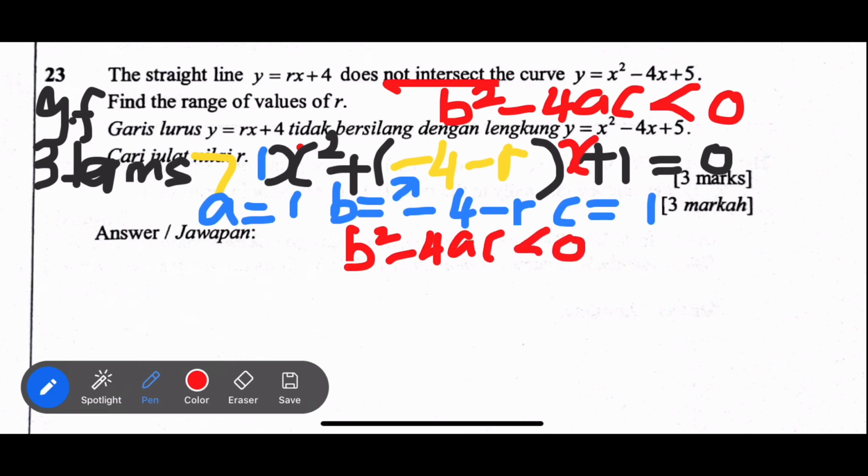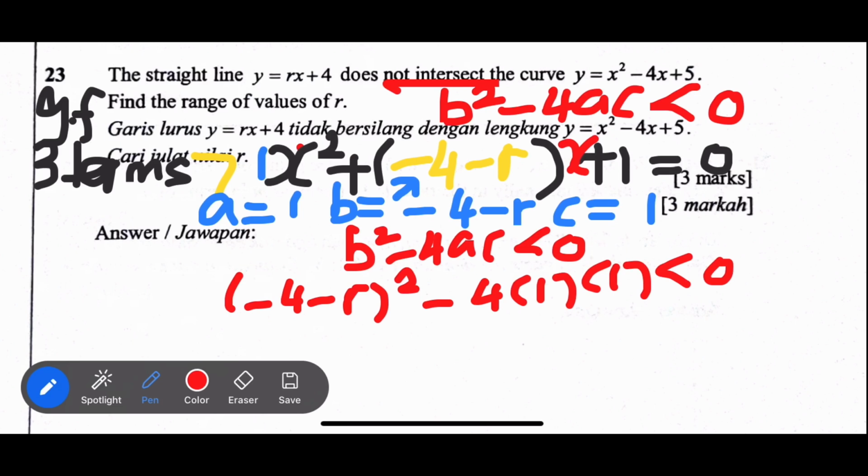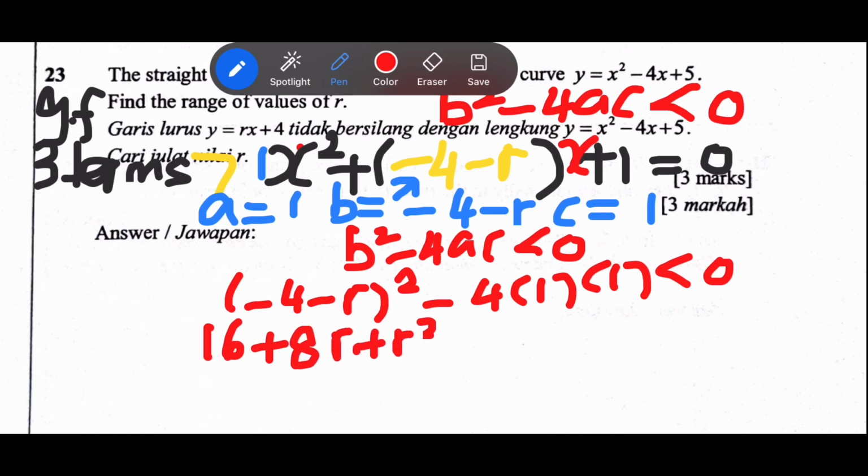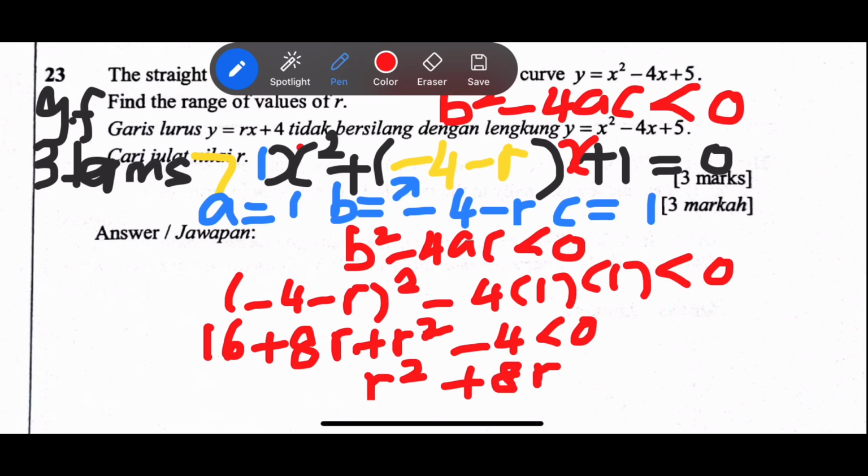Okay, so you write b squared minus 4ac less than 0, and the b is minus 4 minus r, squared, minus 4 times 1, less than 0. Now be careful when you do the expansion. If you expand using the shortcut, it's very easy. You just take negative 4 squared, and then 2 times negative 4 times negative r will be positive 8r, right? The middle one will always be times 2. And don't forget the last term is always positive. So it's positive r squared, and then you just minus 4 and less than 0.